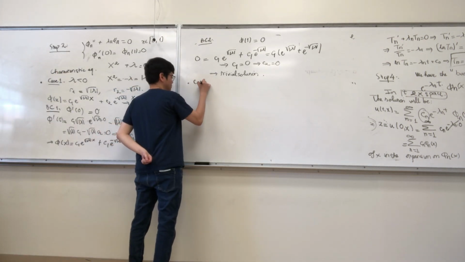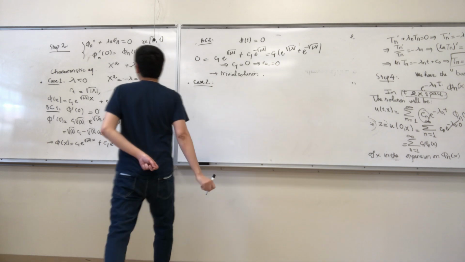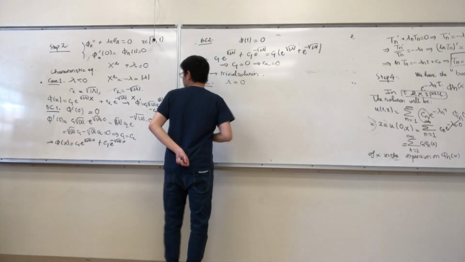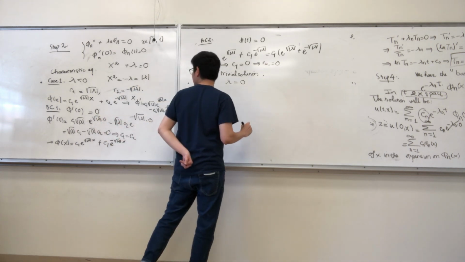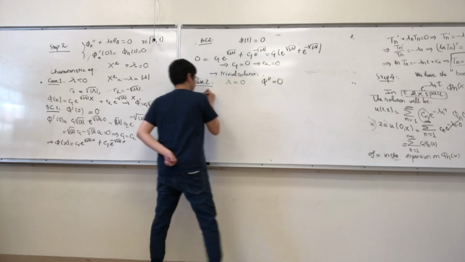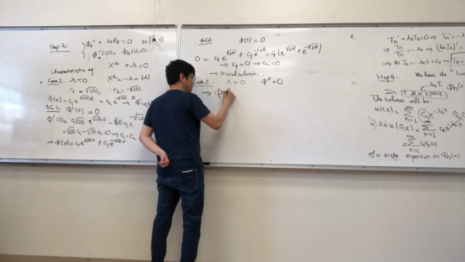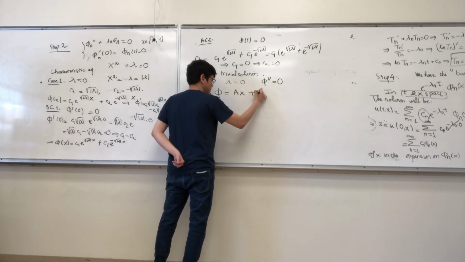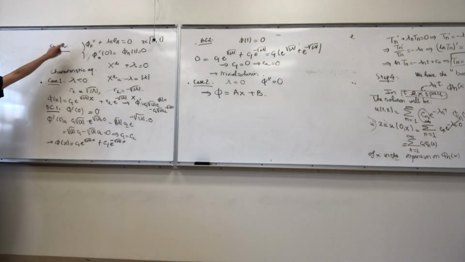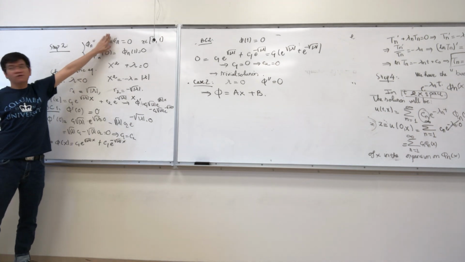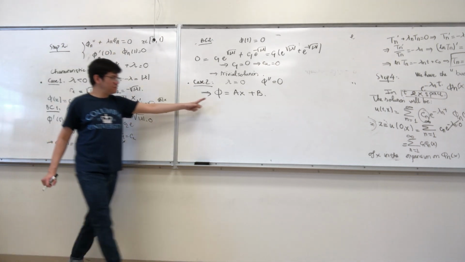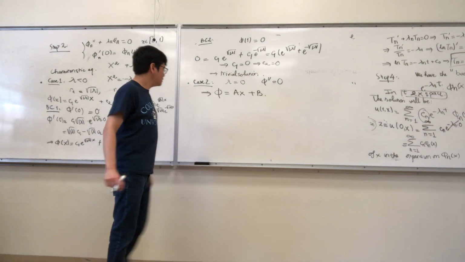Case number 2. Lambda is 0. So the equation will be phi second is 0. So phi will be ax plus b, right? The second case is the easiest case because lambda is 0. When lambda is 0, phi second will be 0. Phi second is 0 means that phi is ax plus b, right?